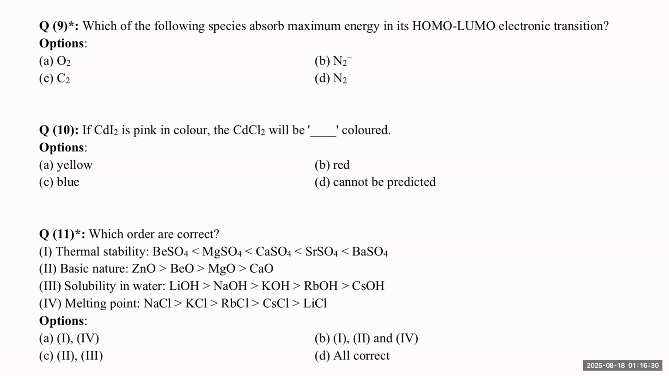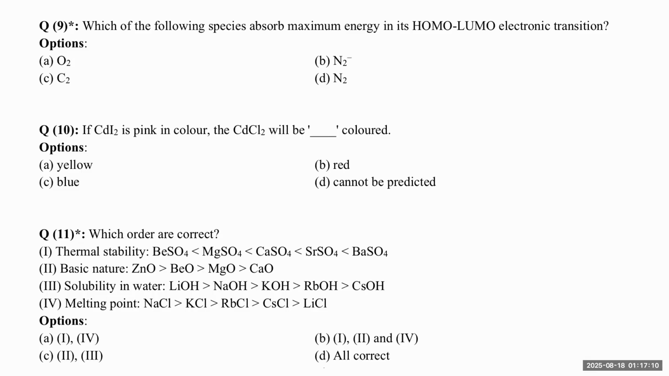Which of the following species absorb maximum energy in HOMO-LUMO electronic transition? The other day I told you, whether you are removing the electron or adding the electron becomes more significant here. Now, if the energy gap between the two orbitals, from HOMO towards LUMO, is more, then the energy absorbed will be more, and the absorption wavelength will be less.